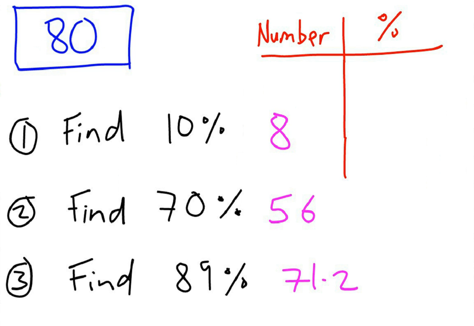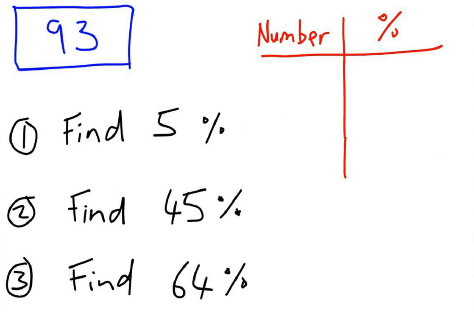I'll give you one more set of questions just to try out. So here you go. Find 5%, 45% and 64% of 93. Pause the video, have a go. Okay, hopefully you've had a go. The answers are going up now.